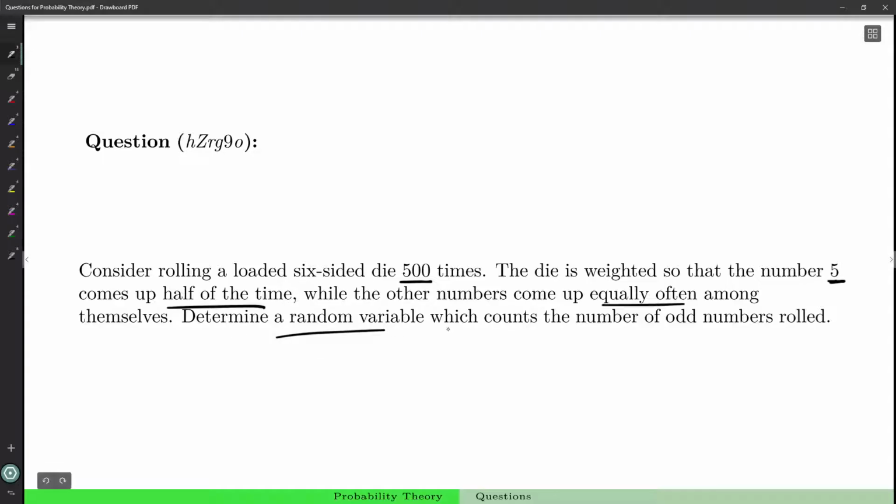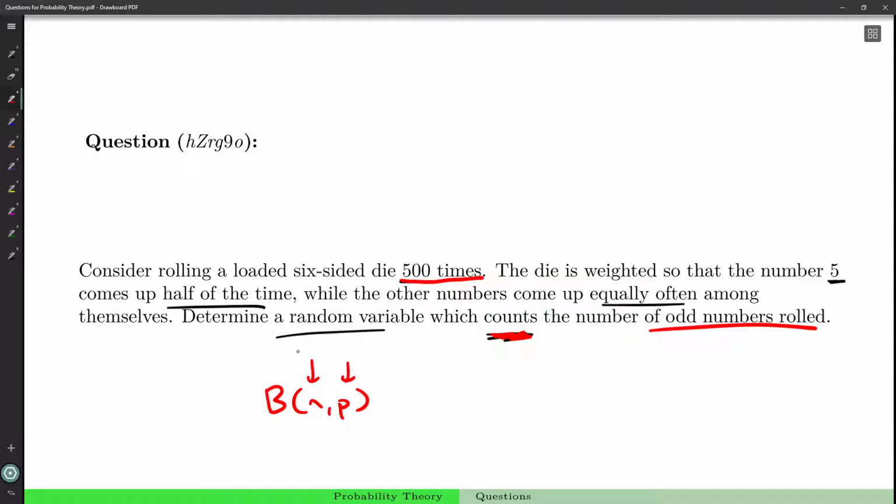Okay, determine a random variable which counts the number of odd numbers rolled. Now when we take a look at what's going on in this experiment, something is being done repeatedly. And we're interested in counting how many times a specific outcome occurs, and that is the language of a binomial random variable. B(n, p) counts the number of times, when an experiment is repeated n times, that a particular outcome or set of outcomes that have a probability together of p occur. Right, so it counts that.